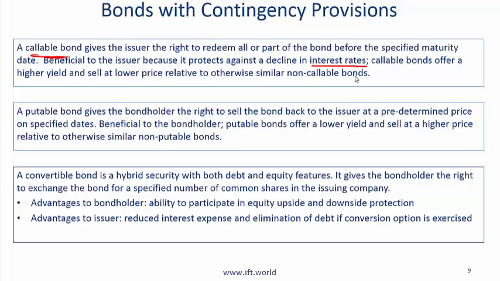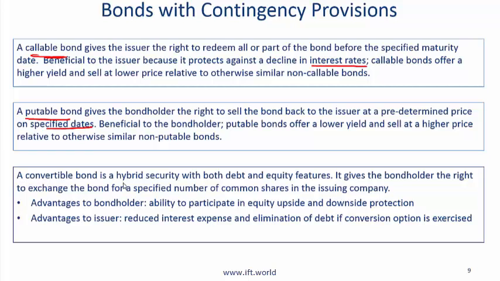So obviously something that's good for the issuer and not so good for the investor then will have to sell at a lower price. Lower price means higher yield. You as an investor will demand a higher yield for something that you don't like. A puttable bond gives the bondholder the right to sell the bond back to the issuer at a predetermined price on specified dates. This is beneficial to the bondholder. Puttable bonds offer a lower yield and sell at a higher price relative to otherwise similar non-puttable bonds.